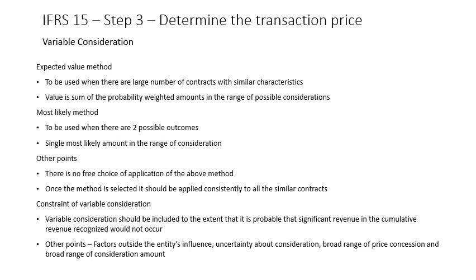Firstly, selecting one of the above methods is not a free choice, and the entity should use the method that provides the better estimation model. Once the entity has selected one method for a particular kind of contract, that needs to be applied consistently to all similar contracts. When a contract has more than one item of variability, then the entity can use more than one method to estimate the variable consideration.